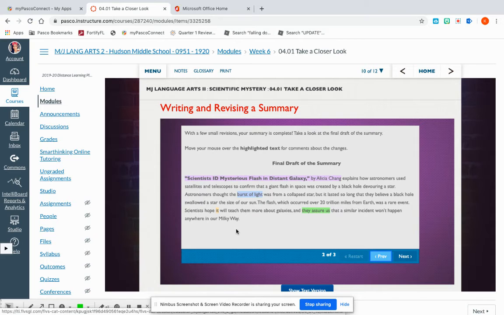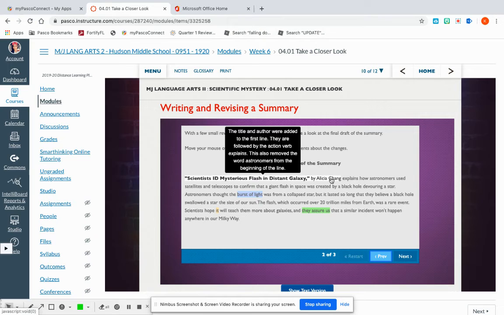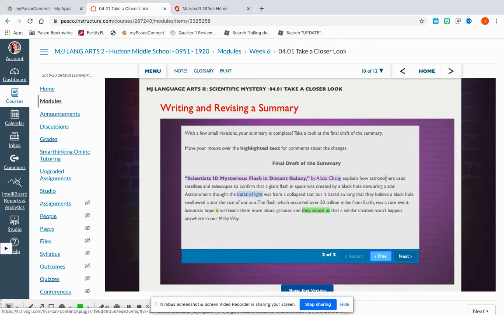Here's their final draft. And if you look in their final draft or their summary, they do have the title and they do have the author. And then they do have the central idea or main idea. Explains how astronomers used satellites and telescopes to confirm that a giant flash in space was created by a black hole devouring a star. So if we read that, we knew that the article was going to be about this. Okay. And then the rest of it should probably be main points on the rest of the paragraphs.